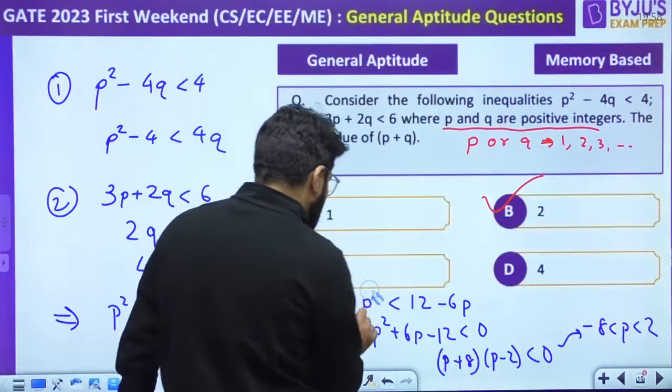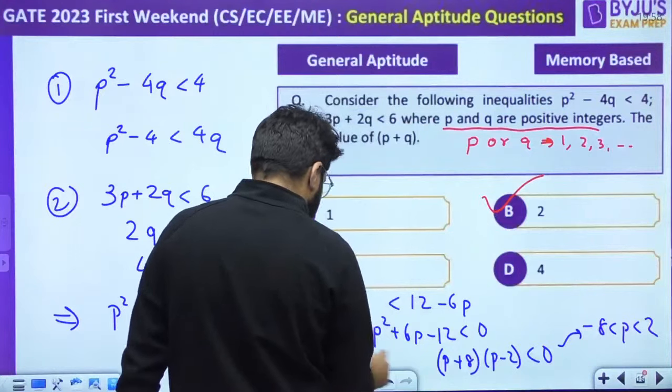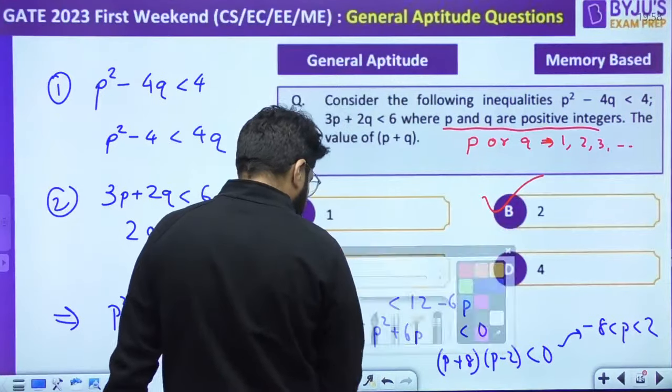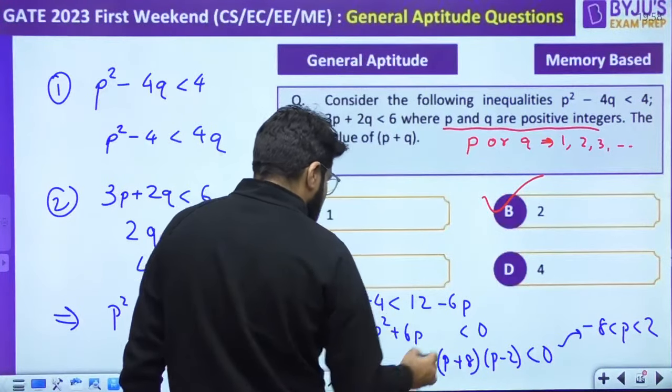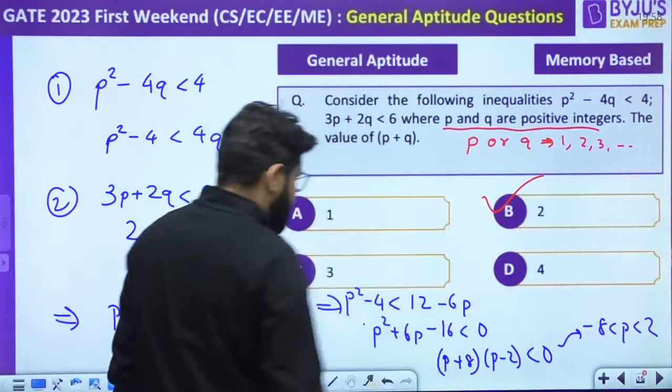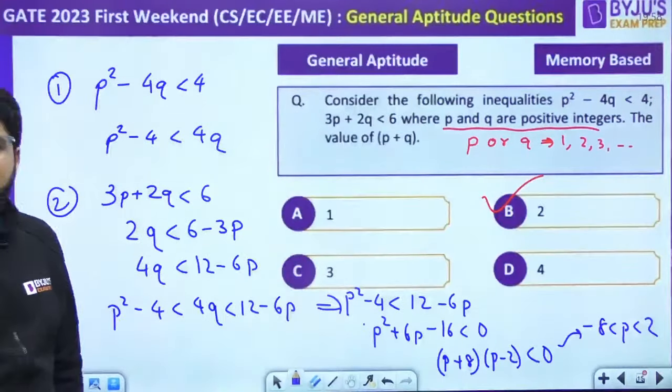Yes, P square minus 4. Correct hai na? Correct. Yes, this is 16. Right, Ajay. So that is P square minus 4, and that is why it is equal to 16. I just missed writing it. Right?